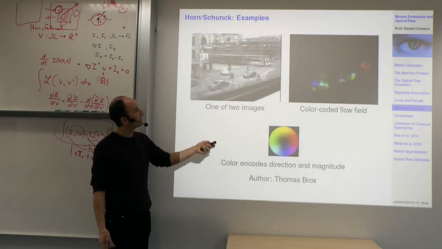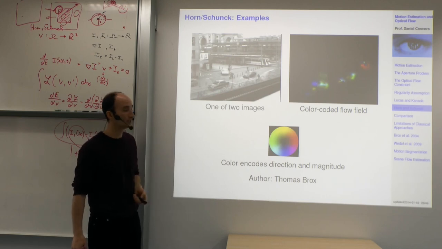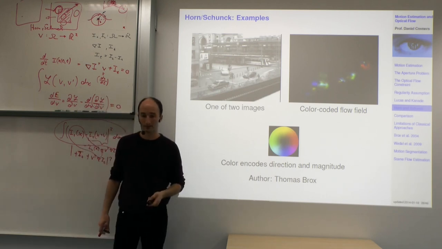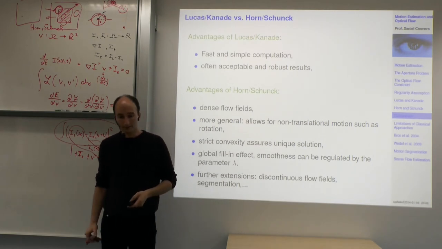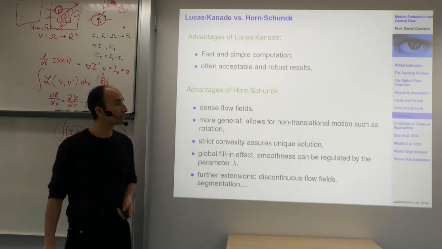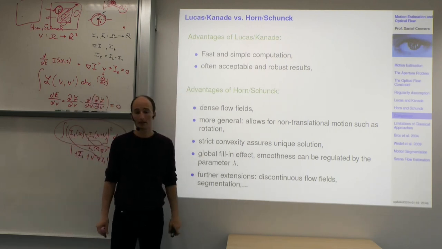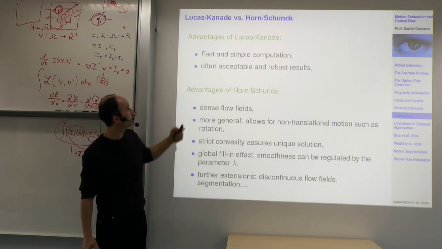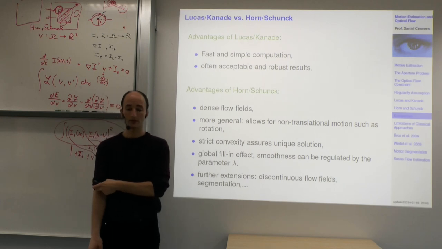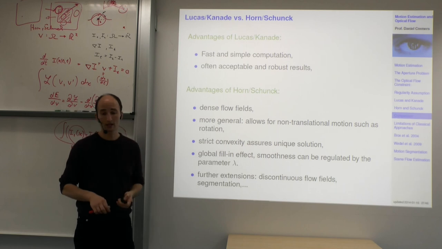So we see the results are not great, but at least promising in some sense. If we compare Lukas Kanade and Horn and Schunck, so we are still in the 80s, 1981, both approaches, so 30 years ago. These were the breakthroughs on motion estimation from videos.